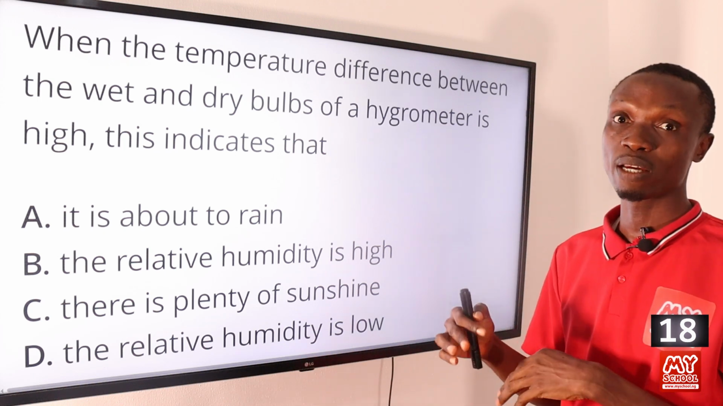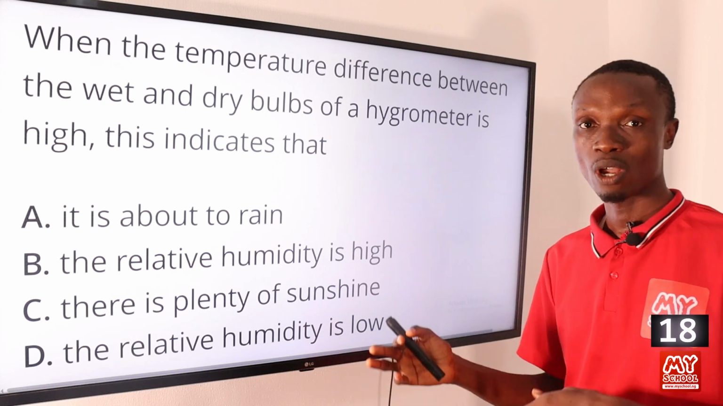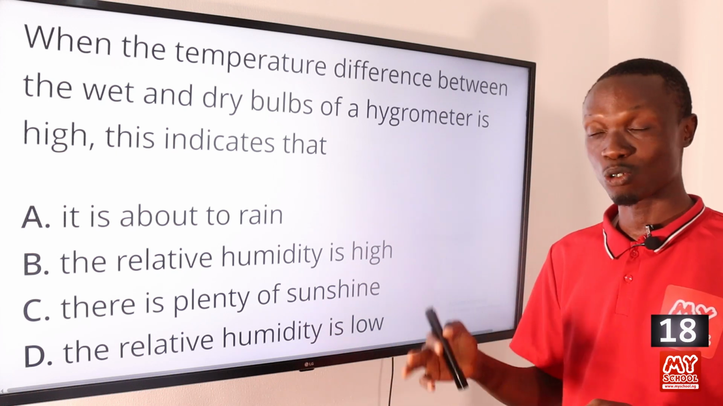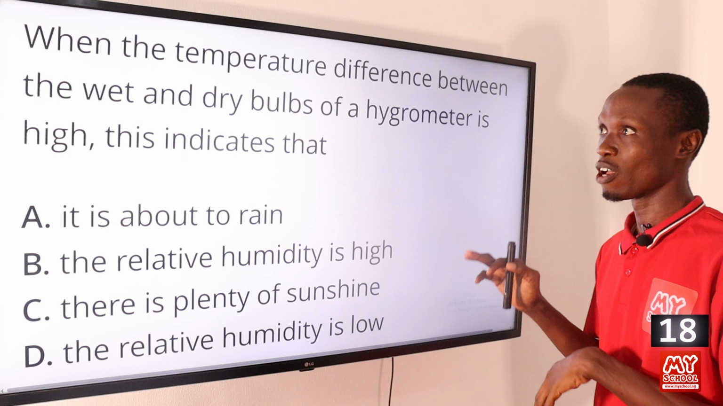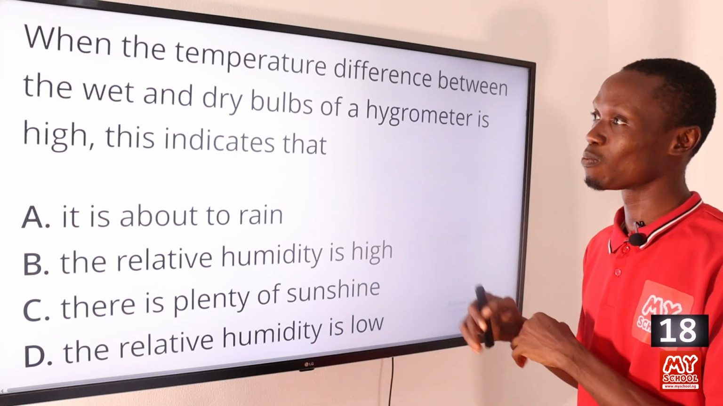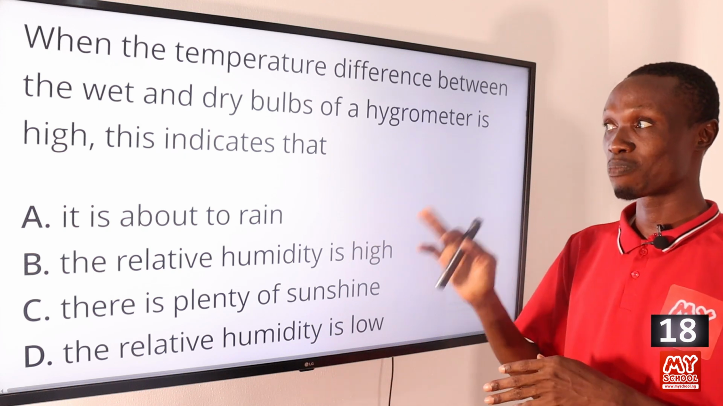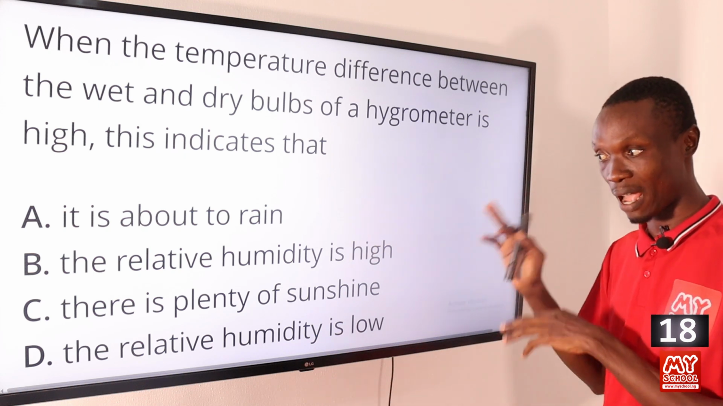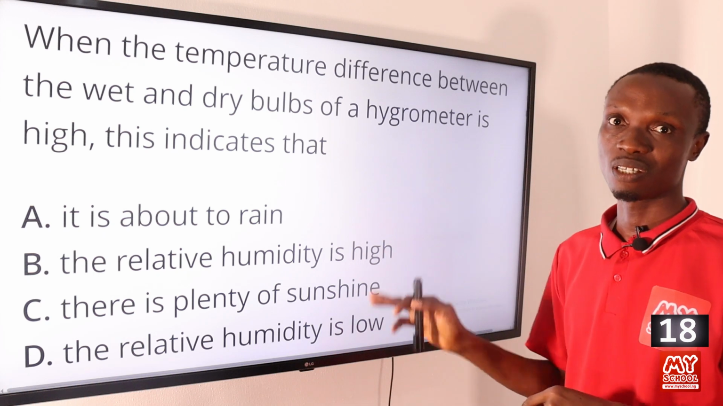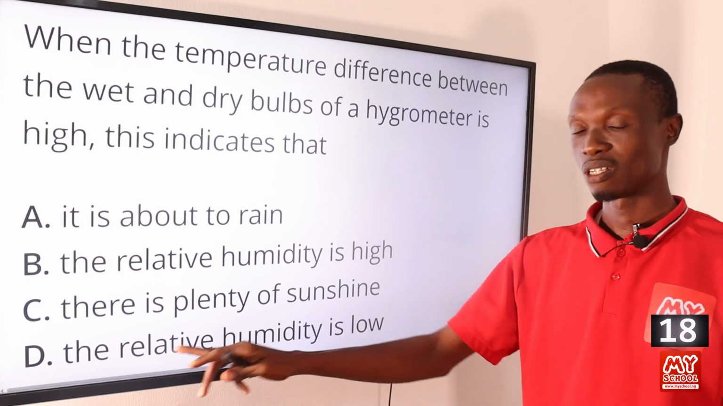Now remember that when relative humidity is low, the air is dry and the rate of evaporation is high. So when the temperature difference between the wet and dry bulb of a hygrometer is high, it simply indicates or denotes that the relative humidity is low. So that makes option D the correct answer to this question.